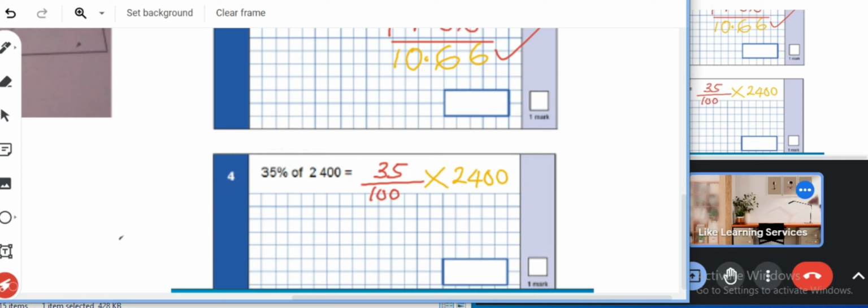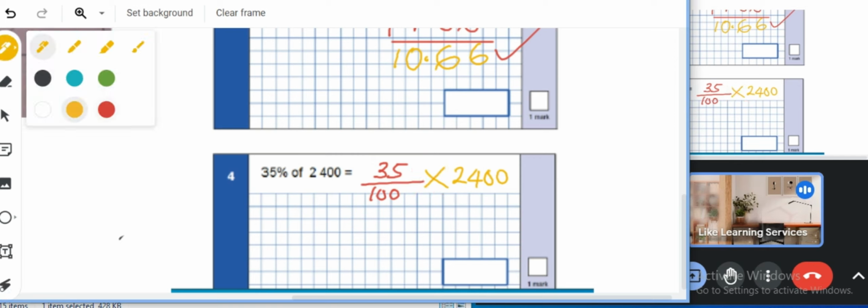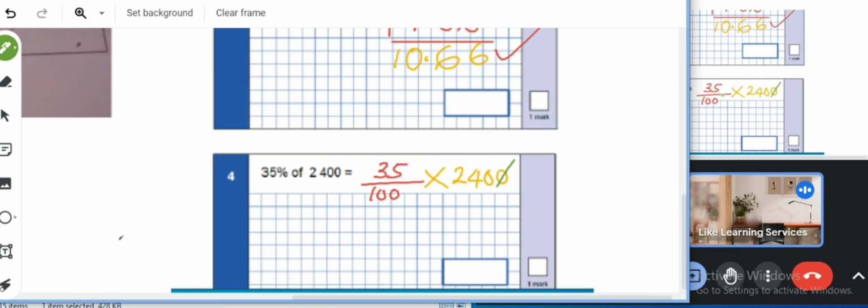35% of 2400 is 35 over 100 times 2400. So you know what to do whenever you have something like this. You can begin to strike out the zeros. Are you listening? Yes, sir. A zero strikes out a zero here. Another zero strikes out another zero here. And what do you have left?